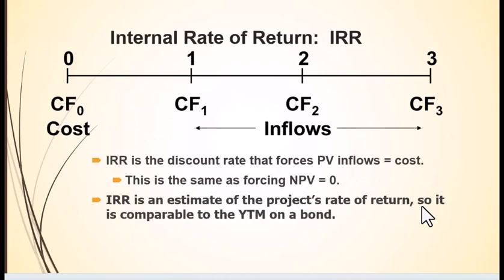Now, if we go to internal rate of return, the definition they have in the textbook, I think, is confusing, but it's the discount rate that forces the present value of the inflows to be equal to the cost. So it's the interest rate that would give us a net present value of zero. I think a better way to say this is it's an estimate of the project's rate of return. So it's comparable to the yield to maturity on a bond.